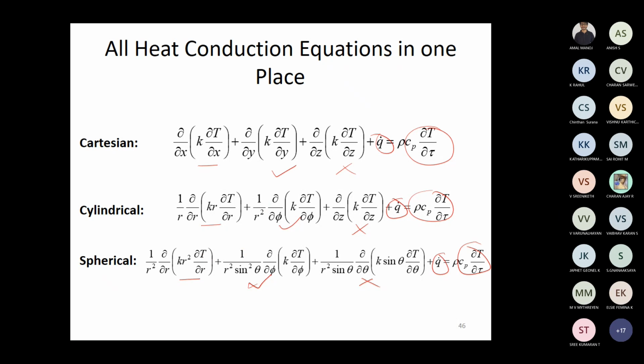Obviously, solving an equation in Cartesian coordinates looks simpler compared to the equations in cylindrical coordinates, and the spherical coordinate equation seems to be the most difficult one. We rarely go for spherical coordinates. Even if we do, we will limit ourselves to one dimension. So don't worry much about the solution aspects, some of which we will see in today's classes.